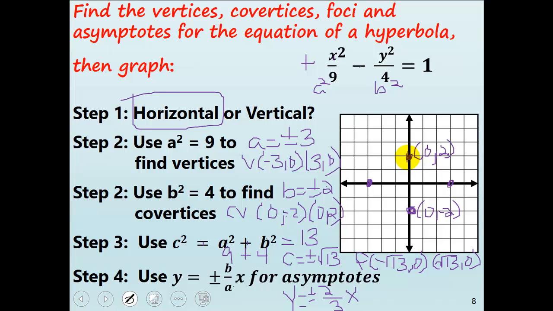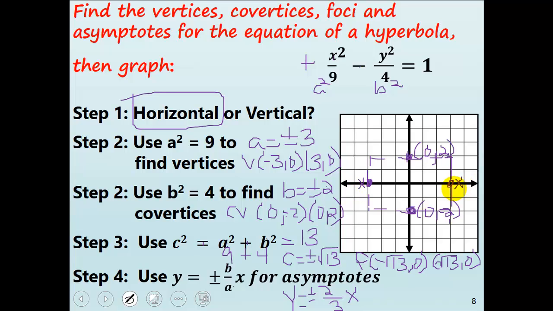Now I'm going to draw my box. The box goes through the vertex and the covertex. My foci is going to be the square root of 13. The square root of 16 is 4, the square root of 9 is 3, so I'm going to go in between there.